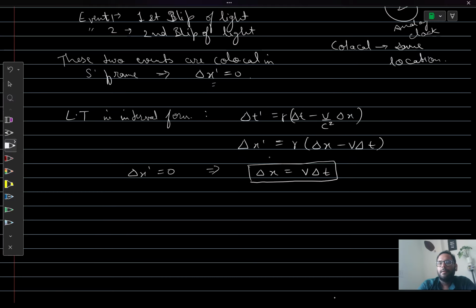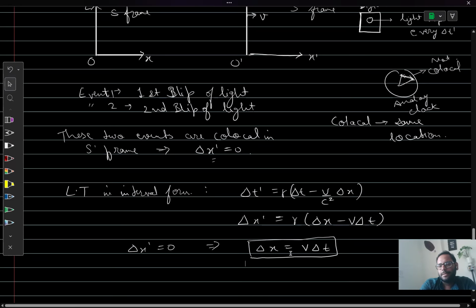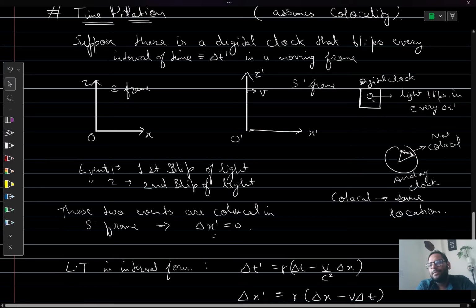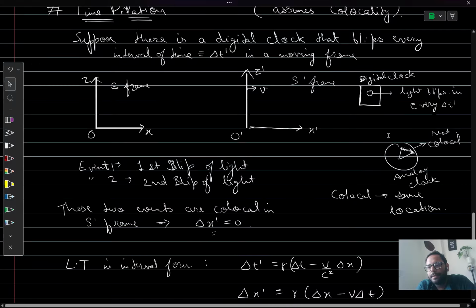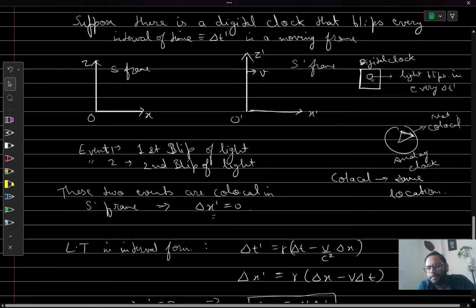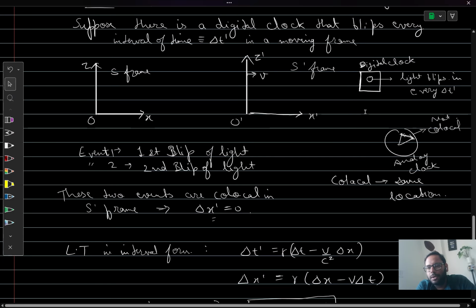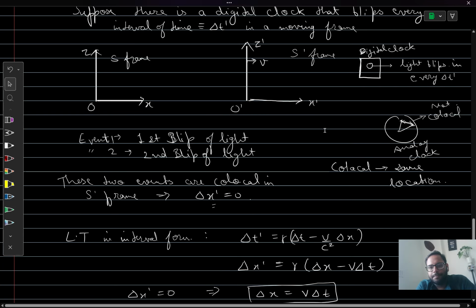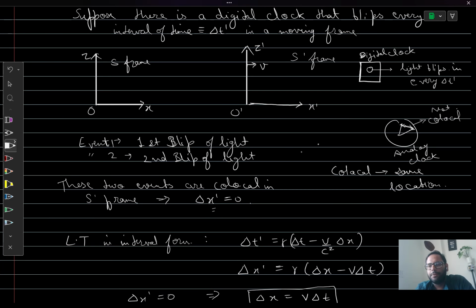Of course, this is the measurement taken in the S frame, the stationary frame. You can see that the difference between the locations of these two blips is 0, meaning the two blips are co-local in the S prime frame. They will not be co-local in the S frame. It is easy to see because this whole frame with the digital clock is moving rightward.